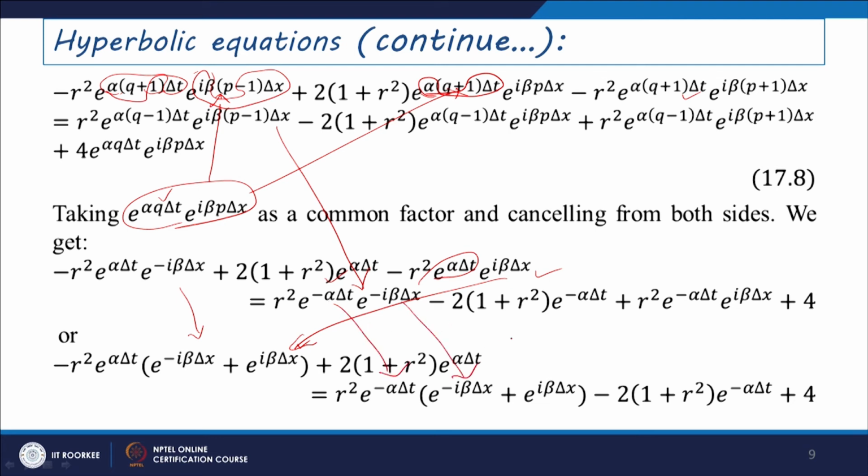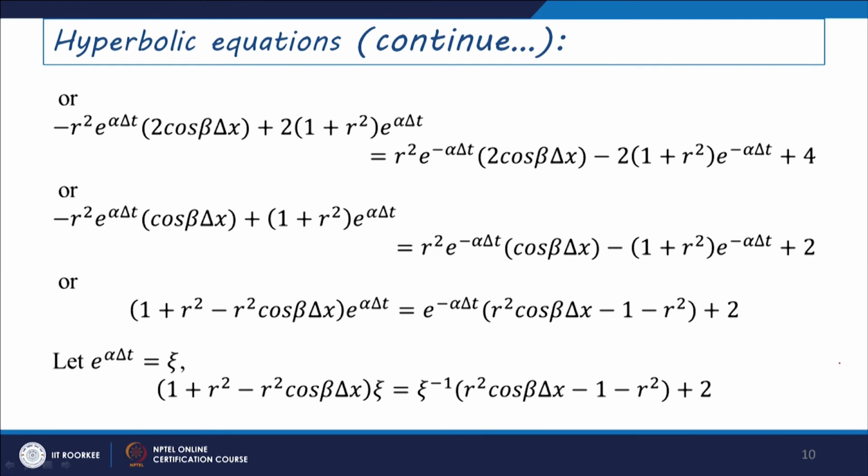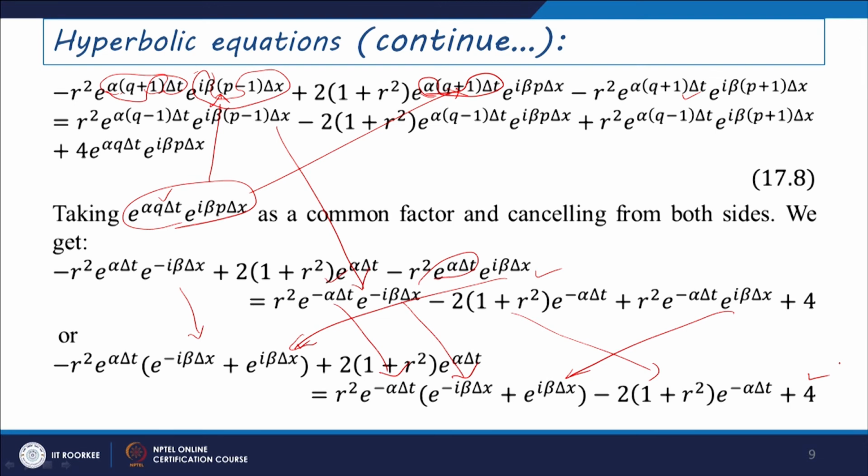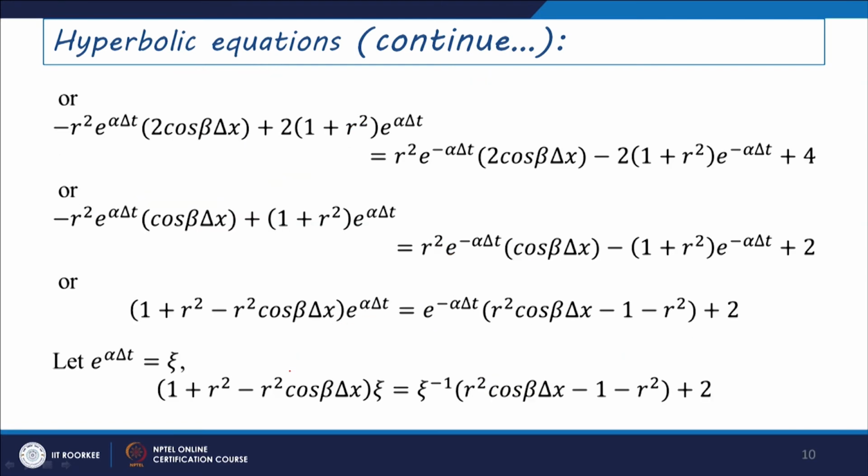So, first term e to the power minus i beta delta x. So, it will be i beta delta x here. So, minus 2 into 1 plus r square e to the power minus alpha del t plus 4. If you calculate this in a combined form, since e to the power minus i beta delta x plus e to the power i beta delta x is nothing but 2 cos beta delta x here. Similarly, we can write 2 cos beta delta x here also, and the remaining terms are as they are.